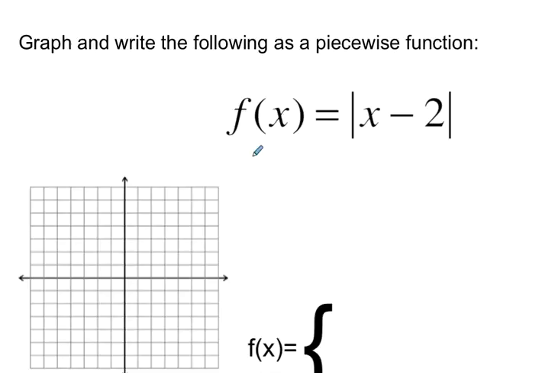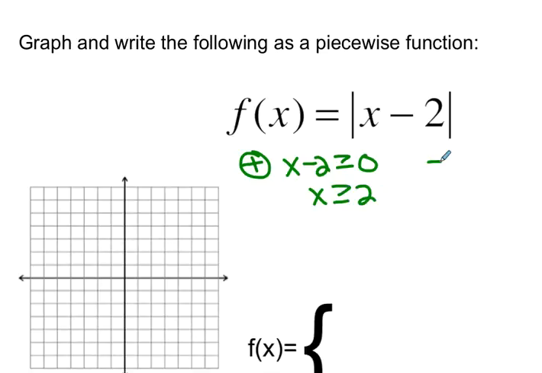So here we go. Just to do this one again, we have the absolute value of x minus 2. What I'm going to do first is say, okay, the positive part, the domain would be if I just take what's inside the bars, x minus 2, and say greater than or equal to 0, and I'll get x is greater than or equal to 2.